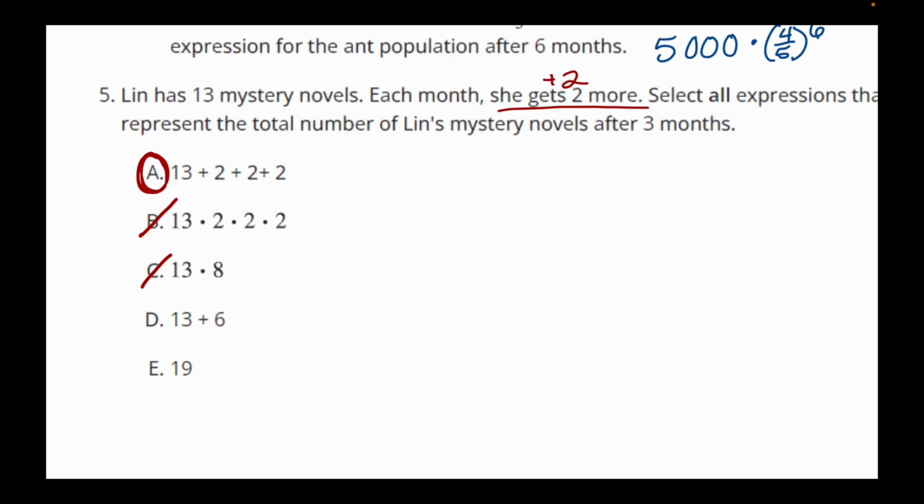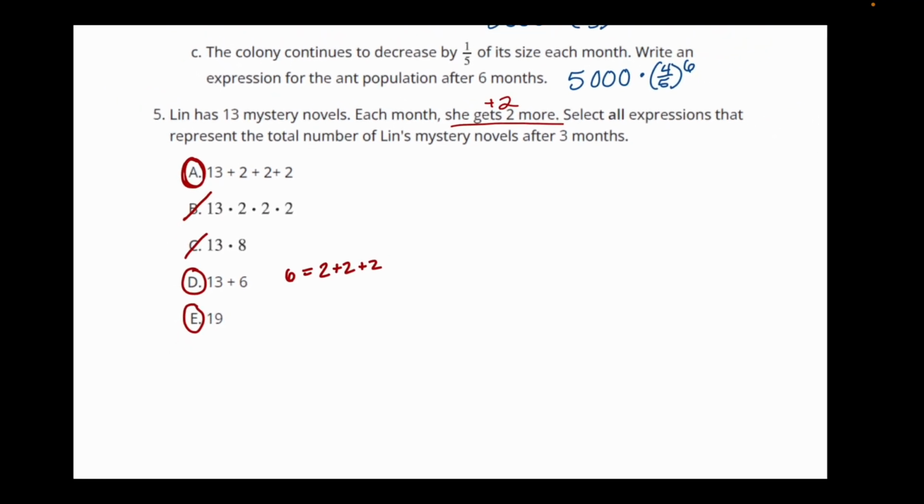But D is correct because that would be 2 plus 2 plus 2. 6 is the same as 2 plus 2 plus 2. So D also works because it's going to give us the same amount as A. And E is correct also because if you did 13 plus 6, you would get 19 as your answer.